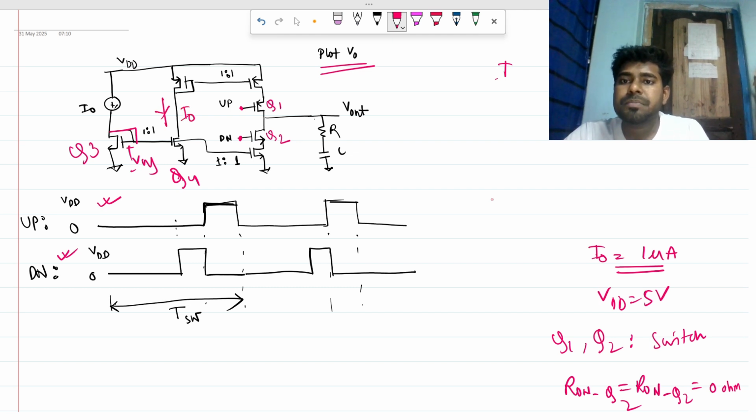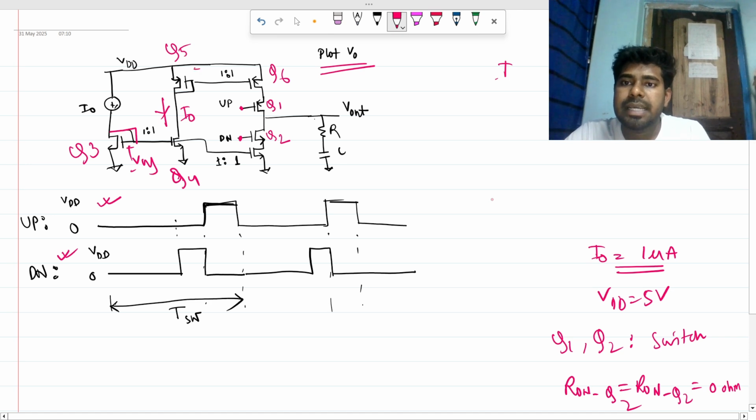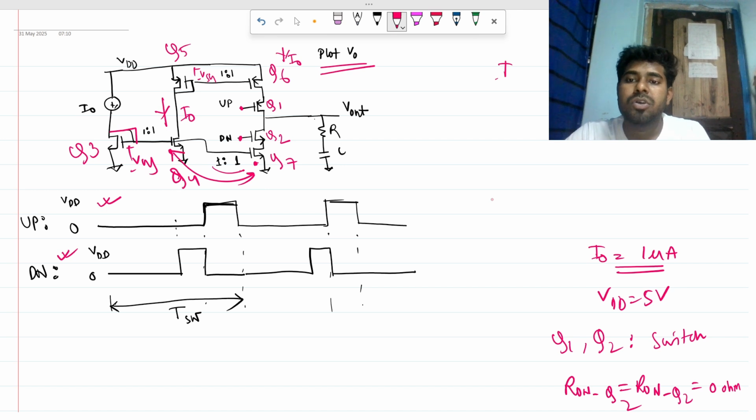Now let's say this is Q5 and Q6. Again there is a current mirror kind of thing, because a VSG is developed here. So Q5 and Q6 are in a current mirror, and this I naught will be copied here. And let's say this lower MOSFET is Q7. Again it is 1:1, so these two become identical as well. If this current is I naught, the I naught current will be flowing through that branch as well.